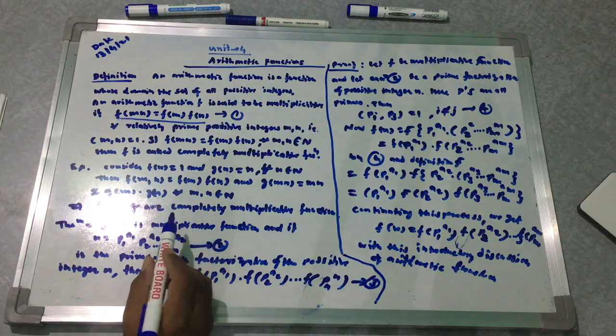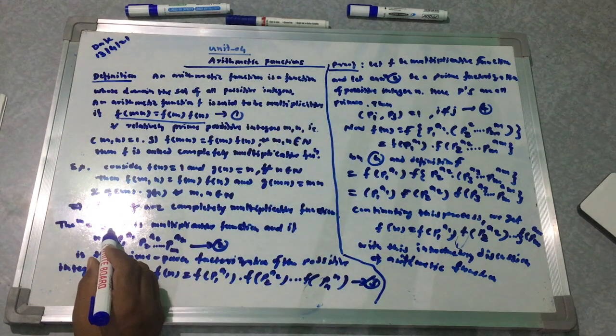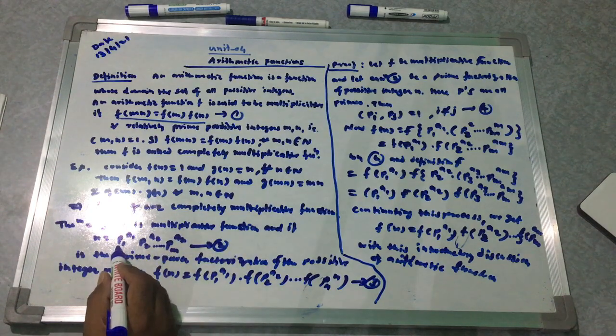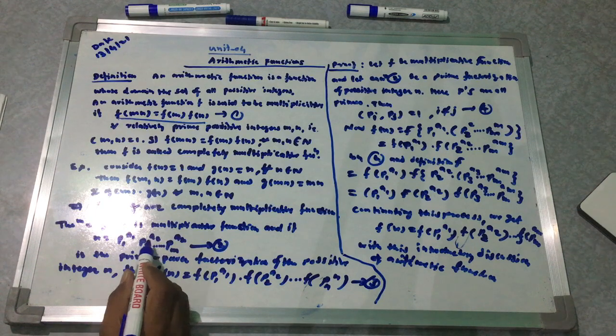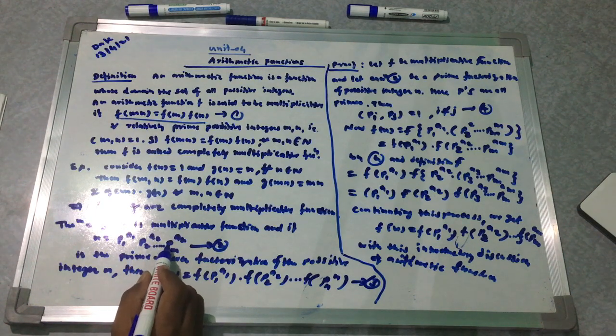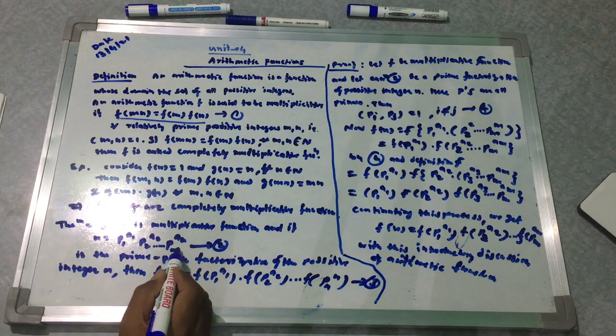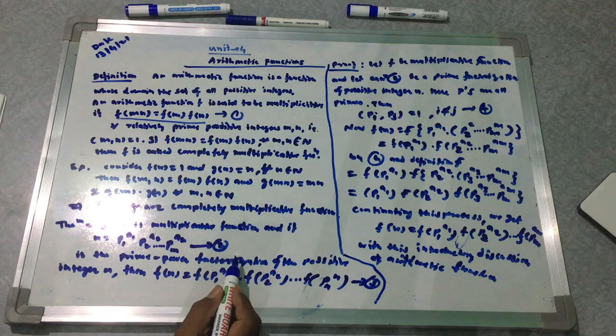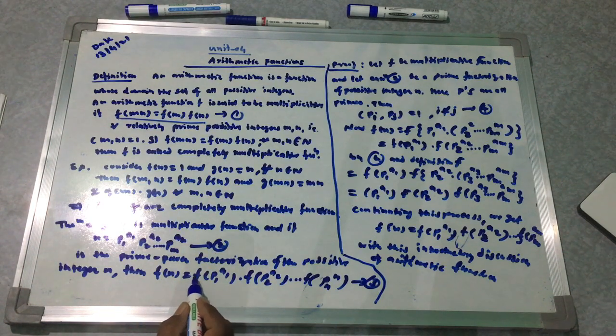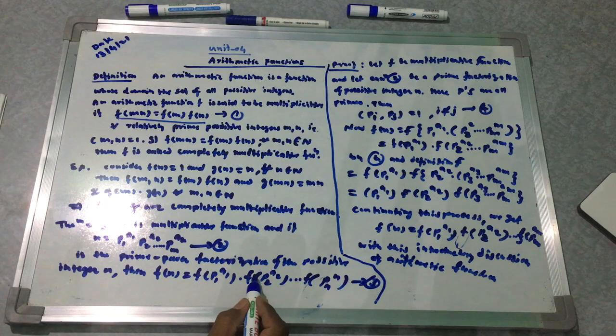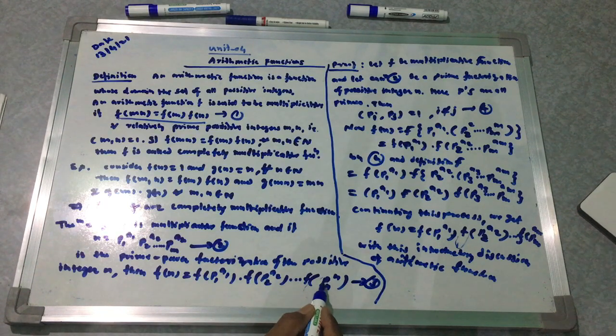Theorem number 1. If f is a multiplicative function and n is equal to p1 to the power a1 into p2 to the power a2, up to pm to the power am, is the prime power factorization of the positive integer n, then f of n is equal to f of p1 to the power a1 into f of p2 to the power a2, up to f of pm to the power am.